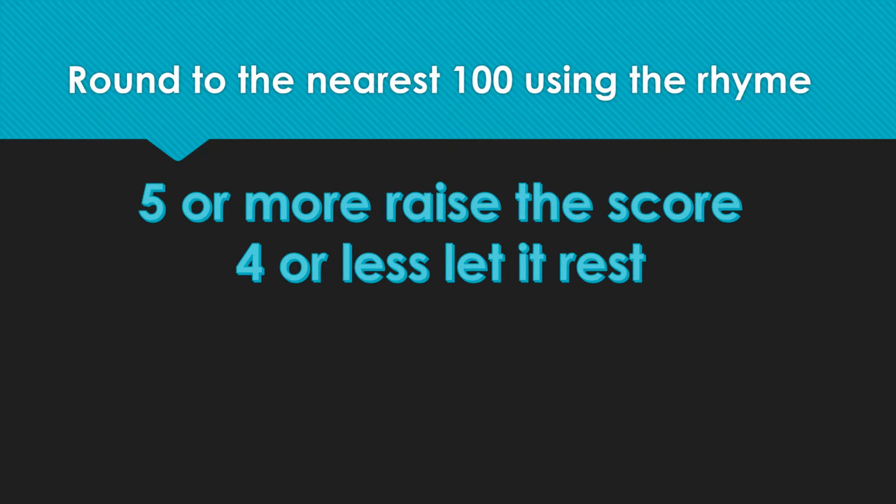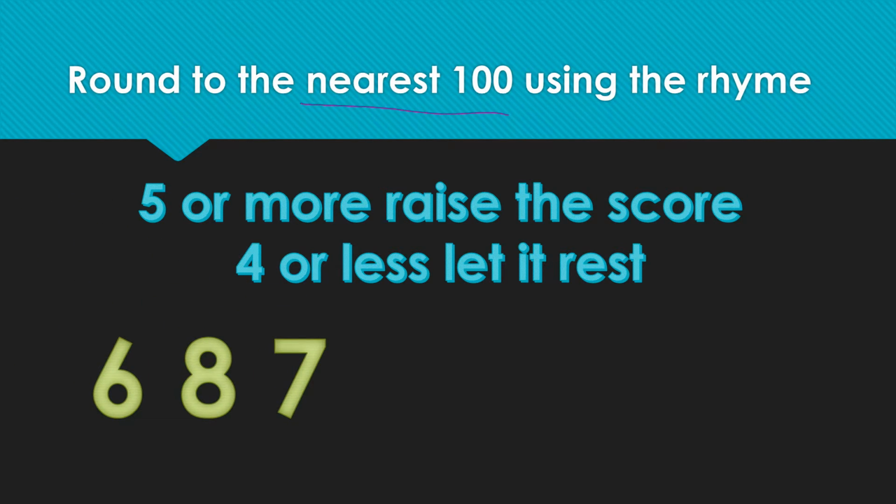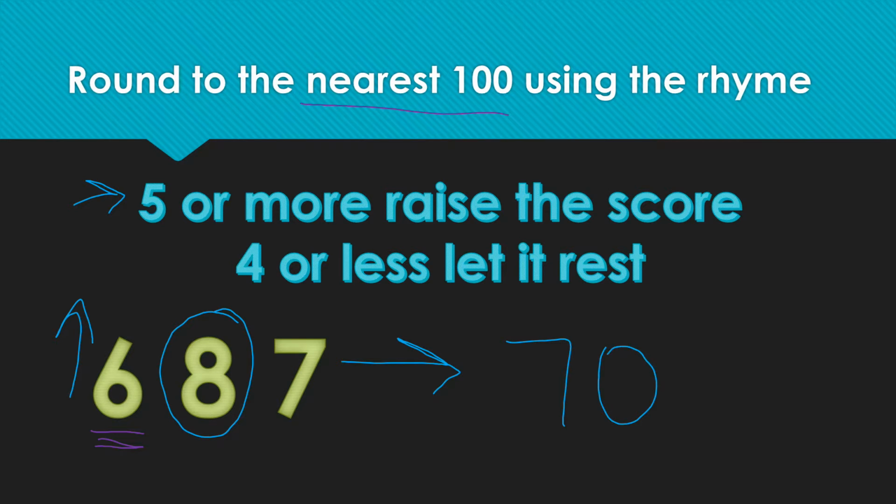Let's use our rhyme again. This time we're going to round to the nearest 100. We're going to round 687. Since we're rounding to the nearest 100, the 6 is what is going to either rise up or rest and stay the same. So to decide what happens to that 6, we look to the number that's just to the right of it, our 8. Since the 8 is 5 or more, we're going to raise the score of that 6. So 687 rounded to the nearest 100 is 700.